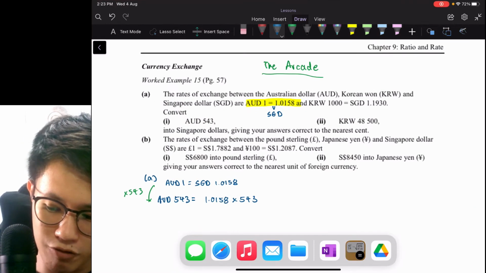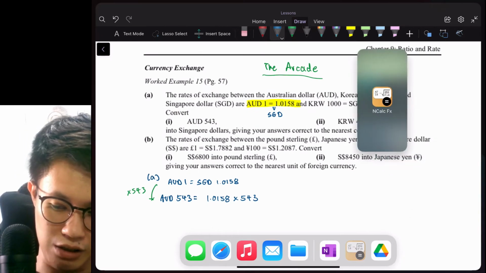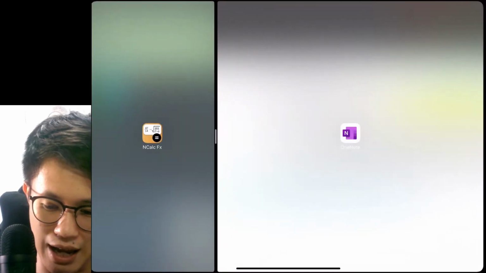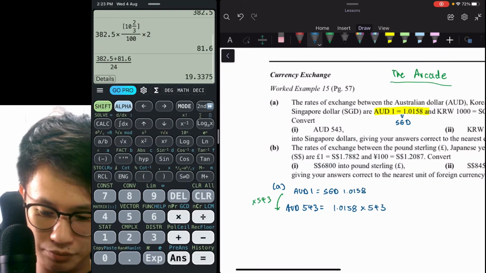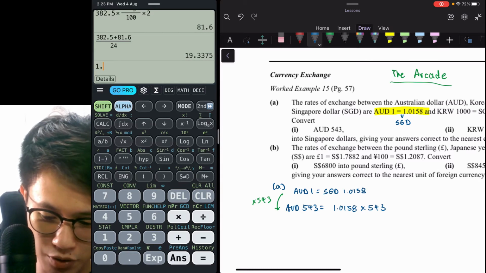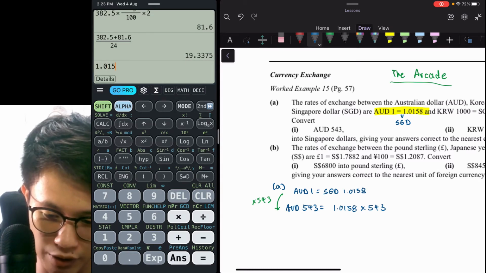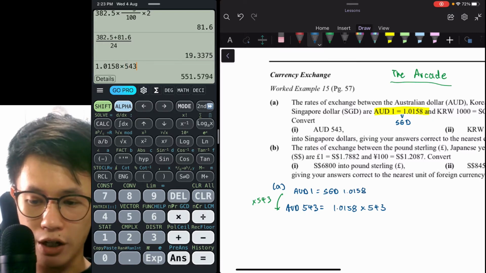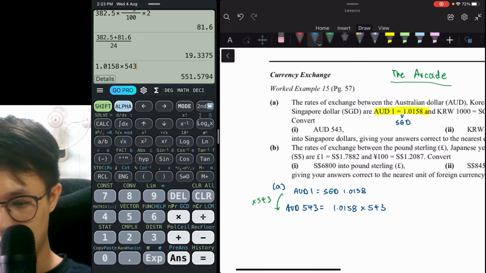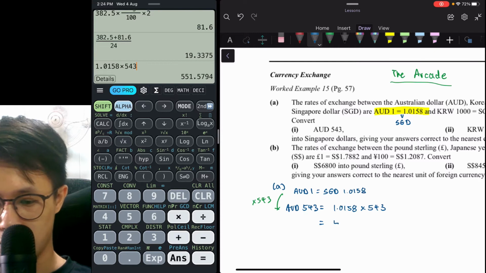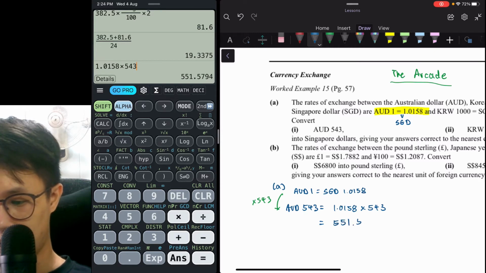This you really need your calculator. If you don't have your calculator, it's very sad. No calculator, no work done. So 1.0158 times 543, you will get 551.5794. Because they want you to convert to the nearest cent, you just have to round it to the nearest cent. 551.58 SGD. I've got to write SGD here. So, nearest cent.